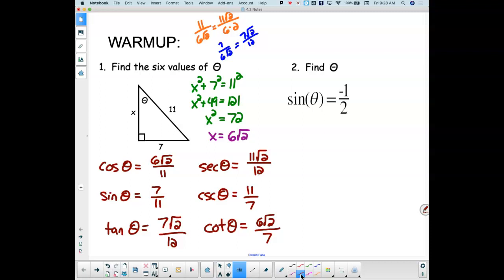Find theta if the sine of theta is equal to negative 1/2. Well, where am I going to be where sine is negative? Sine is negative in quadrants 3 and 4. So that means I need 2 answers, right? Because I didn't have any extra clarification on this one. So I'm for sure in quadrants 3 or 4.